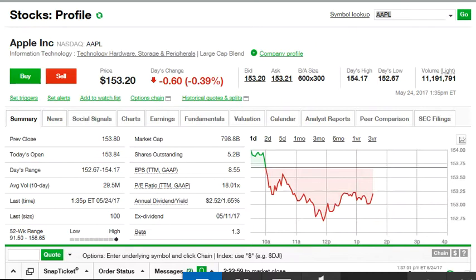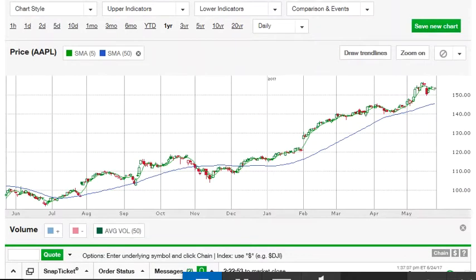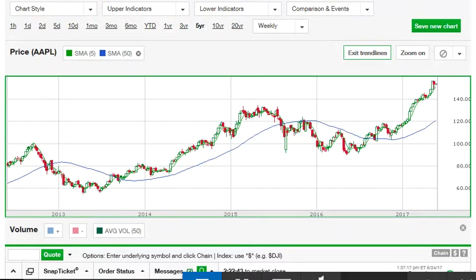So here I have Apple stock, and let's go to the charts and let's look at Apple stock. Apple stock has a very nice looking chart. Over the last 5 years, they've had some dips, but you can see going back 5 years, they've gone up quite a bit. Back in 2013, they were down as low as $60.